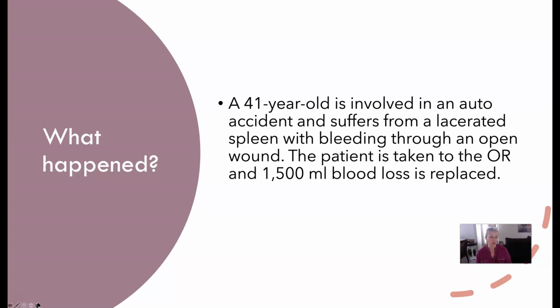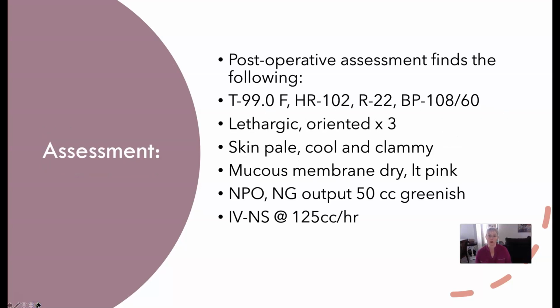This patient was immediately taken to the OR, and it looks like 1,500 mLs of blood loss is replaced. So think about this patient, what's going on, and we're talking about shock. Obviously, in order to get the patient to surgery, you need to stabilize the patient. So you're always going to be thinking ABC: airway, breathing, circulation.